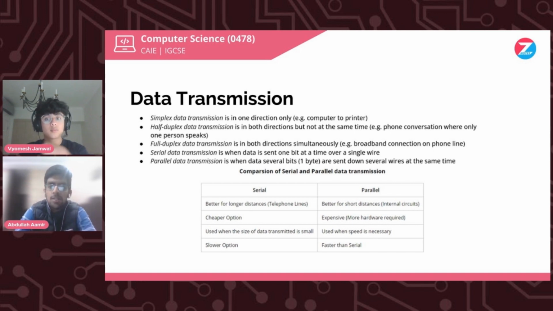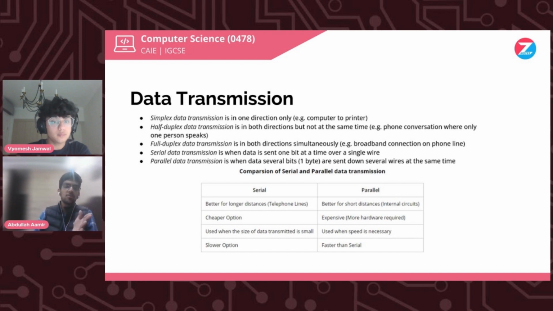Now, serial and parallel. This is the other thing we need to know about the data transmission types. One type is serial and one is parallel. This is just for wired connections. For example, if there's one wire with data sent one bit at a time over a single wire, we have a serial transmission. And if it's parallel, we have multiple wires in which one byte is sent on several wires at a time. So we have multiple wires in one case, and one wire with one bit at a time in the other.